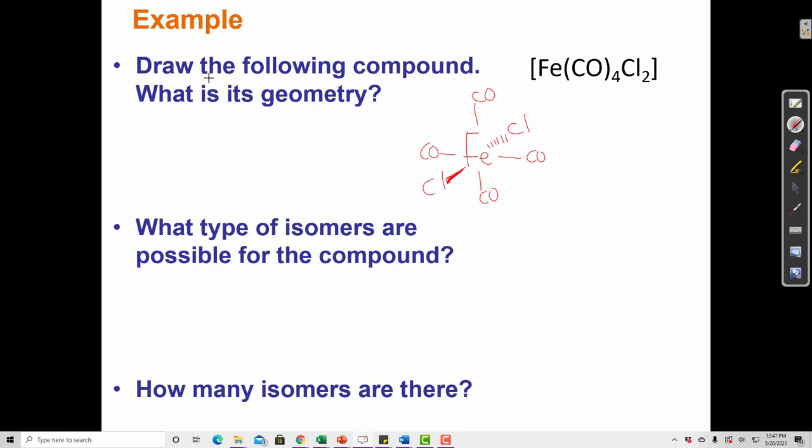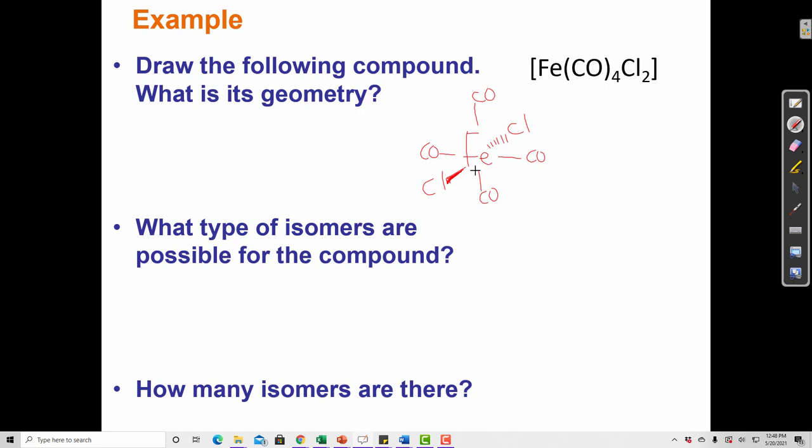Okay, so draw the following compound. I drew it. What is its geometry? Its geometry, the coordination number is 6, and the geometry is octahedral. So what type of isomers are possible for this compound? So right now, if we look at the relationships, I have carbon monoxide 180 degrees away from carbon monoxide, and carbon monoxide 90 degrees away from carbon monoxide. I also have carbon monoxide being 90 degrees away from chlorine on this side and 90 degrees from chlorine on this side, and in fact all the carbon monoxides are 90 degrees away from chlorine.